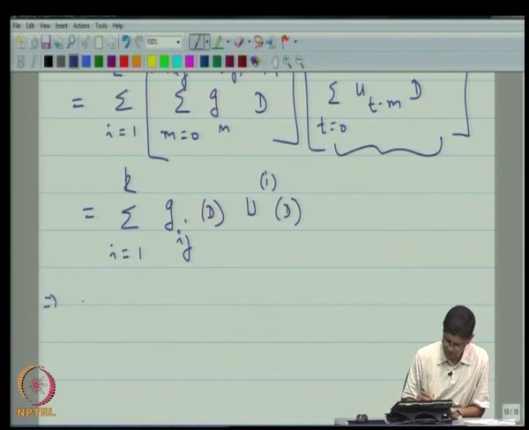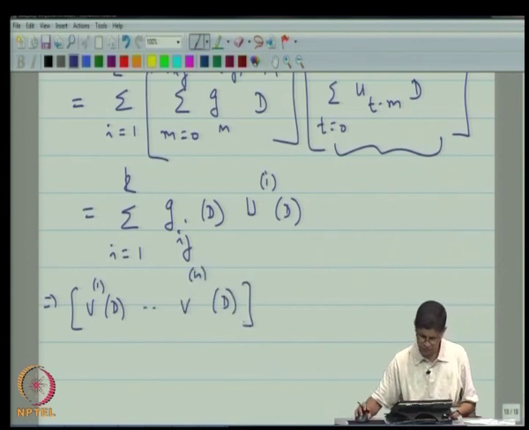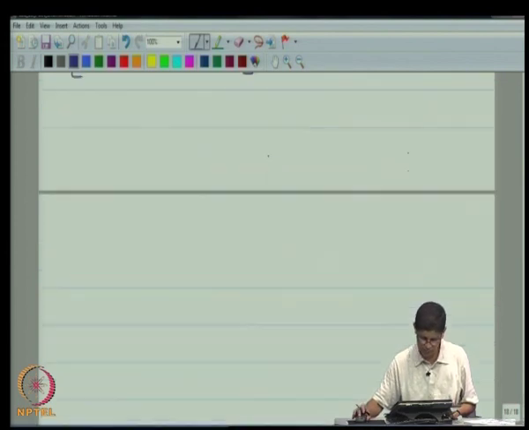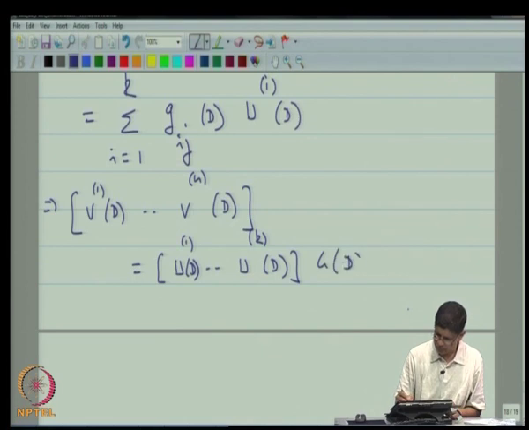So, this actually leads to the equation that we have used: [V_1(D), ..., V_n(D)] is [u_1(D), ..., u_k(D)] times the polynomial generator matrix.